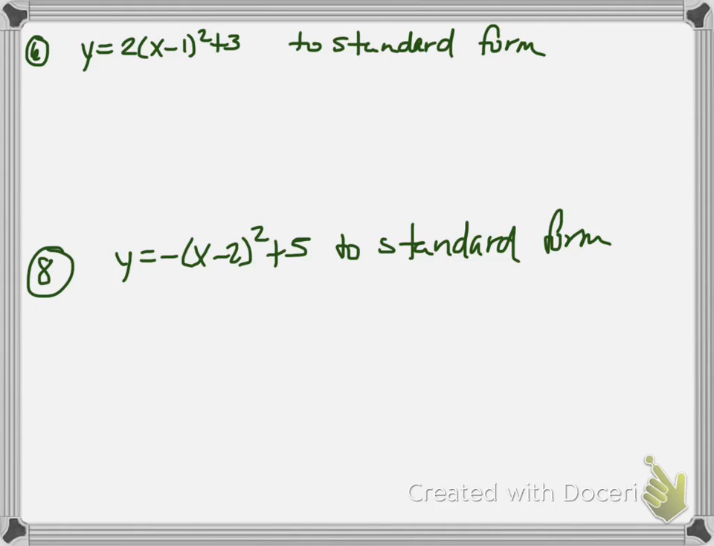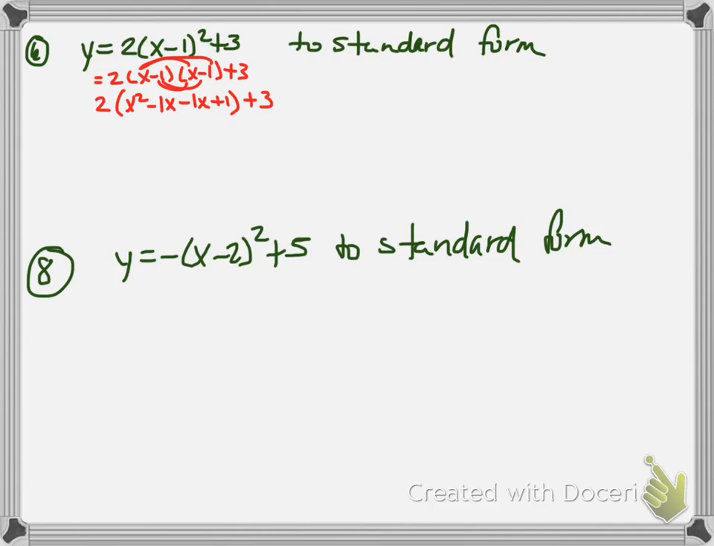Now this one goes back to 5.1. In order for you to figure out what the standard form is, you have to write this out twice. x minus 1, x minus 1, plus 3. You do have to do FOIL there. So what is x times x? x squared. x times negative 1, negative 1x, or negative x. Negative 1 times x, negative 1x again. And what's a negative 1 times a negative 1? A positive 1.